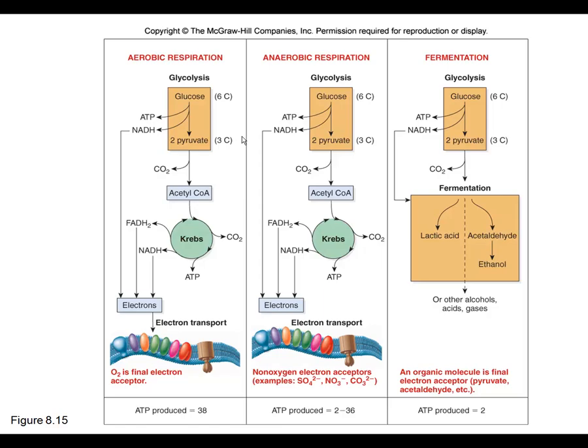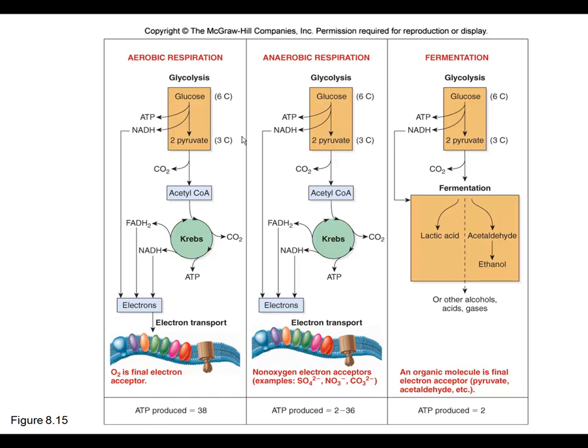Here's a great picture that talks about aerobic versus anaerobic fermentation. In aerobic respiration, you're going to go through glycolysis, then the acetyl-CoA reaction, which is called the transition reaction, the Krebs cycle, and then electron transport with a terminal electron acceptor of oxygen. At the end of this, we will produce in bacteria 38 ATP.